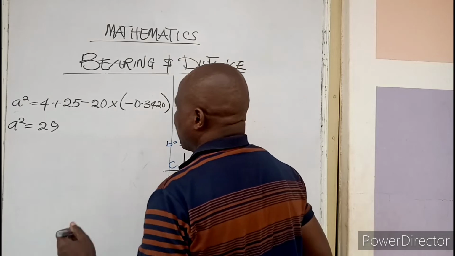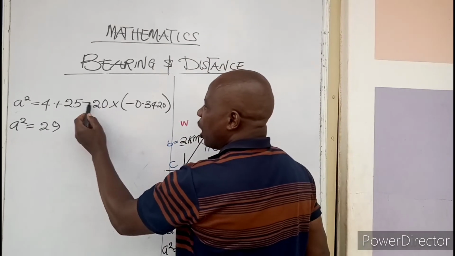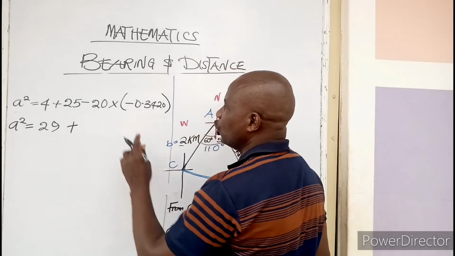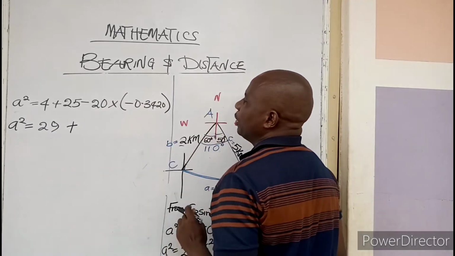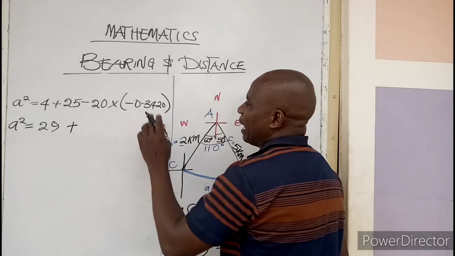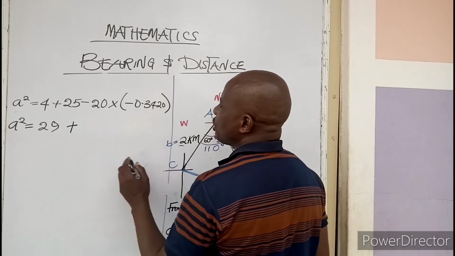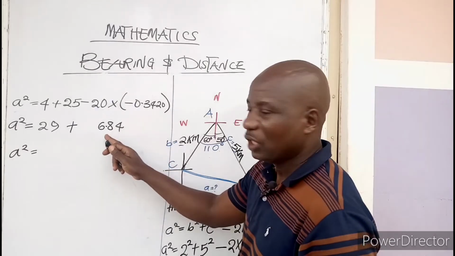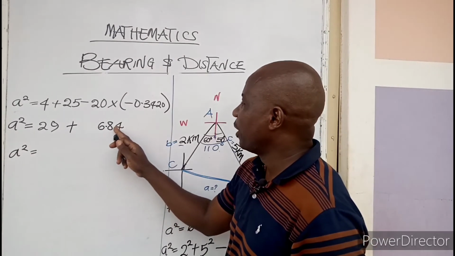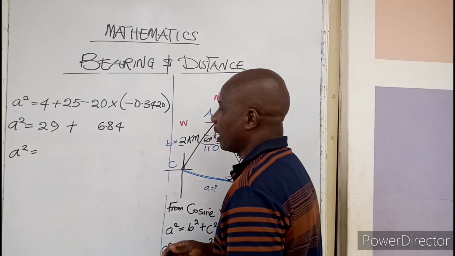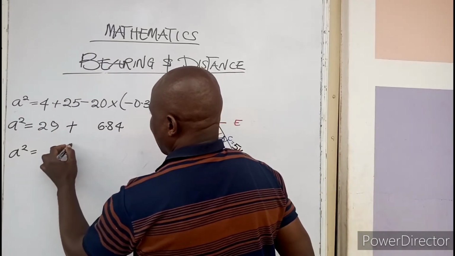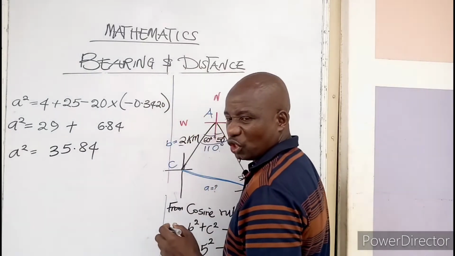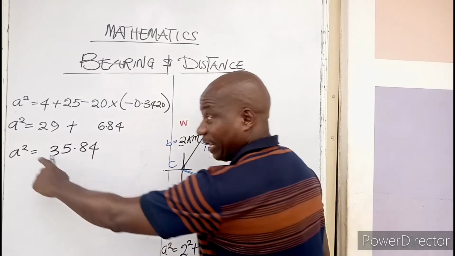Now, let's go, class. Minus times minus gives us plus. 20 times 3.420, if you multiply this, you have 6.84. When you add it together, you have 35.84.